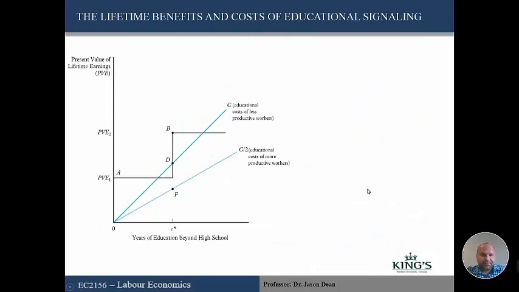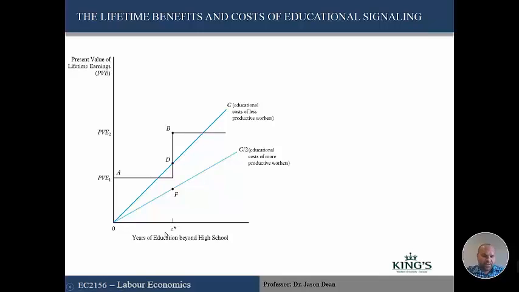Here's another example. Here we have the present value of lifetime earnings for a particular person. This is a certain level. This is the present value of earnings at a higher level. We have the cost of education for less productive workers or low ability workers. And we have that the costs are half as much for high ability workers. Okay, here's our E-star again. And so do we have a separating equilibrium here?